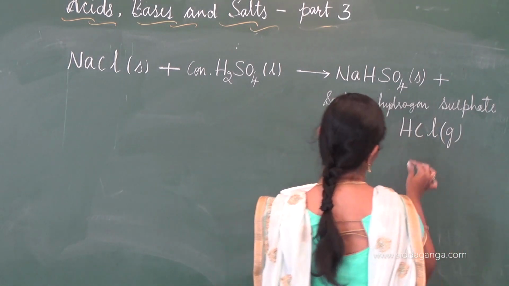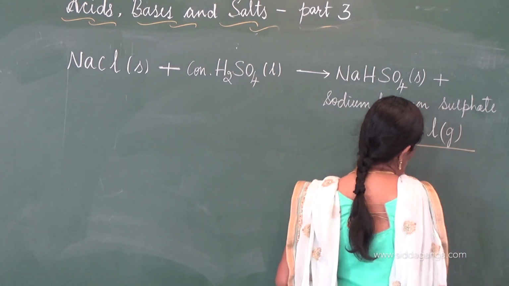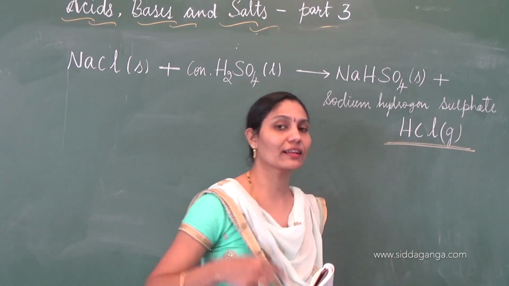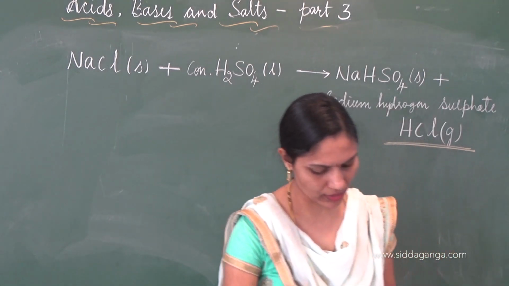NaHSO4 is sodium hydrogen sulfate. The important thing to note down here is HCl is obtained in its gaseous state. HCl gas is evolved. Further, we'll check out the activity.